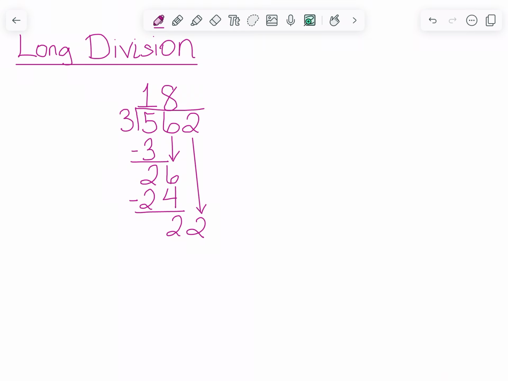We look at how many times 3 can go into 22, which is 7. Multiply 7 times 3 to get 21 and subtract. We have 1 left over, so we have the solution to our problem. We have the quotient of 187. The remainder of 1 would give us a fraction of 1/3.